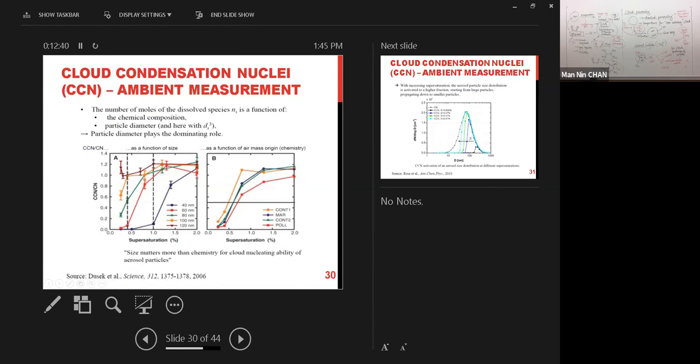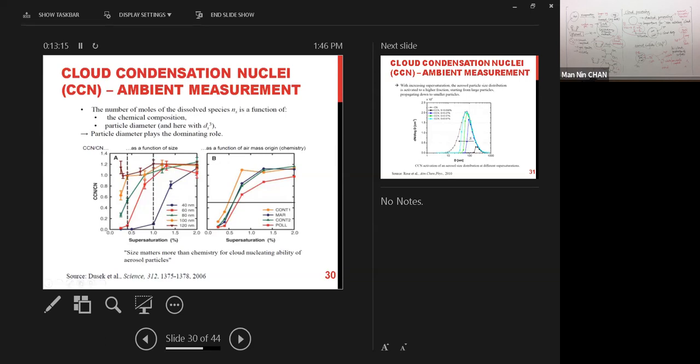Because there's an implication. If the composition does not significantly affect your CCN, and your CCN measurement only depends on or is sensitive to your particle size, then that will have an implication for your modeling. Because you can simplify, right? In your simulation, you don't need to worry too much about their composition. I just need to know the particle size, then I can determine the CCN. That means the size effect is the dominant effect.